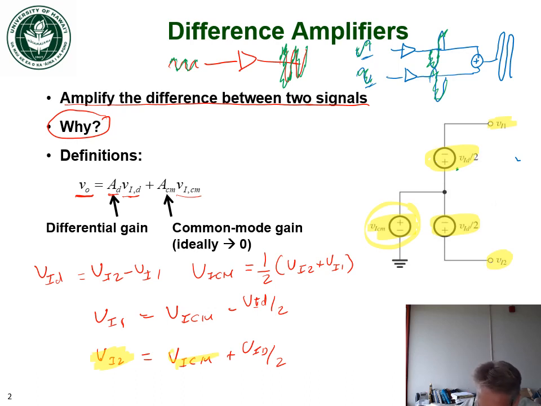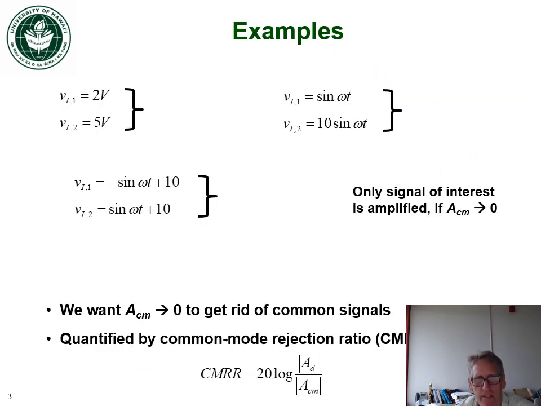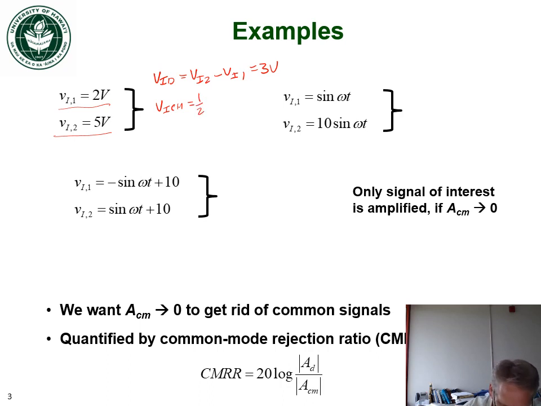All right, let's do a few examples to make sure that we understand this. Suppose we have one input voltage that is 2 volts, VI1, and VI2 is 5 volts. And we could write the VID, the differential, is equal to VI2 minus VI1, and that would be equal to 3 volts. And VI common mode is equal to 1/2 of 5 plus 2, which would be equal to 3.5 volts.